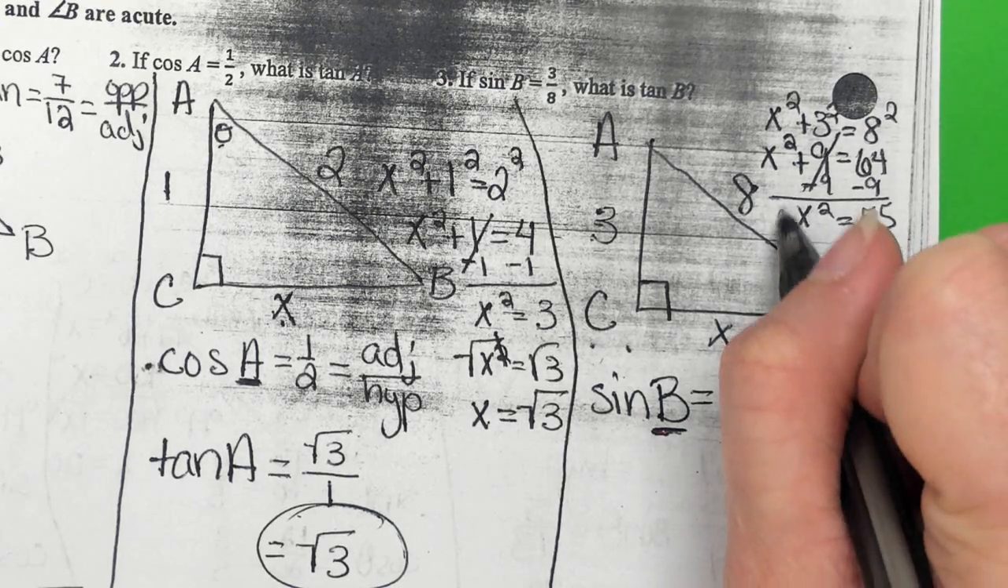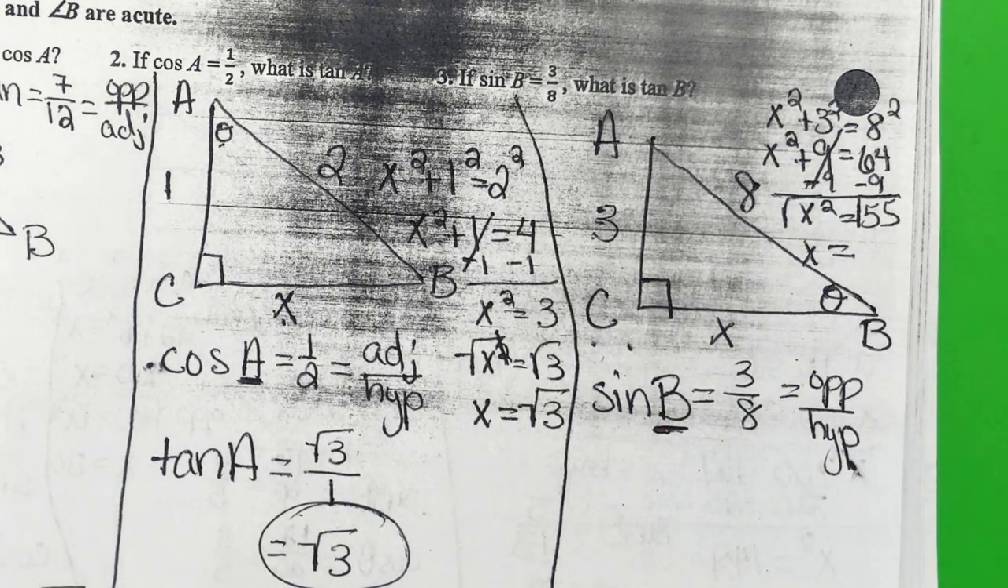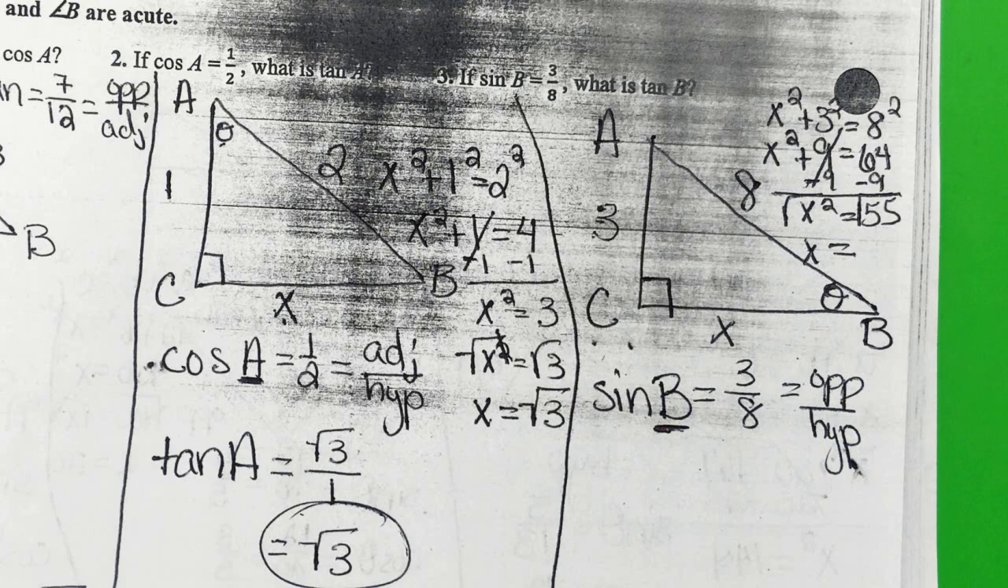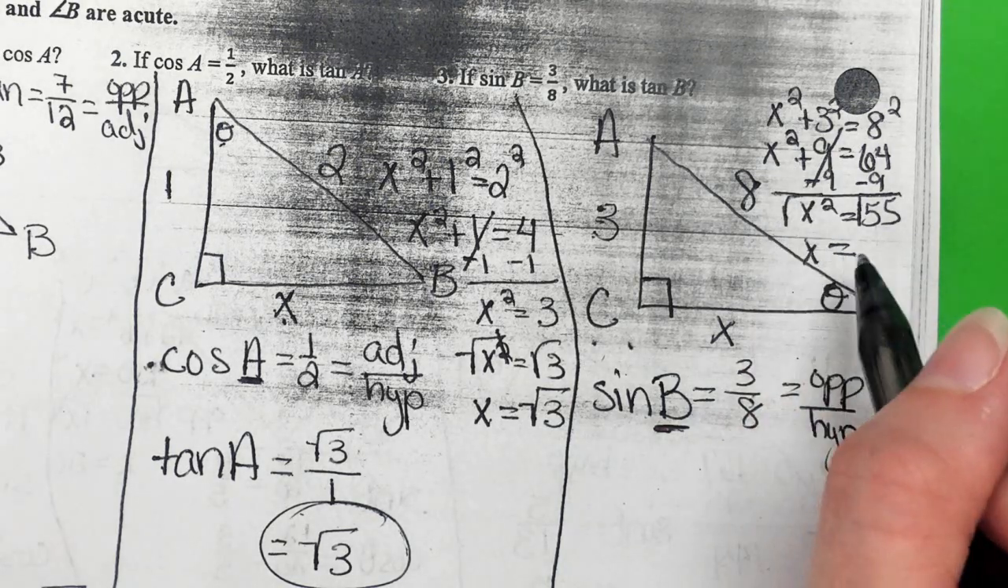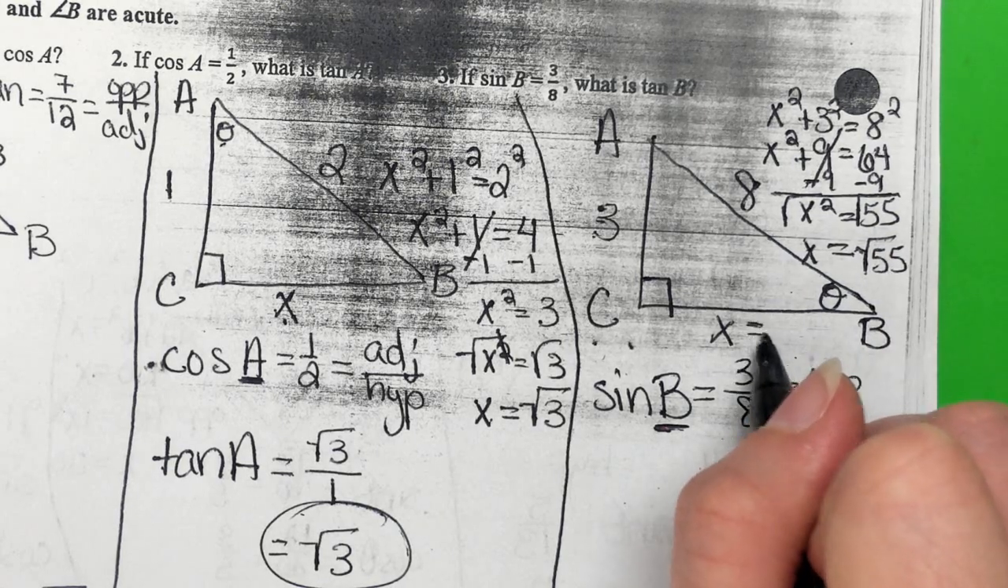Get rid of the square. 55 is not a perfect square. Is there a perfect square that divides into 55? Does 4 go into 55? Does 9 go into 55? Does 16 go into 55? No, so we're good. So we'll leave it as square root of 55.